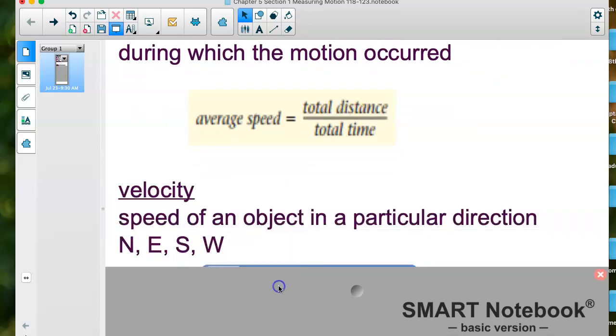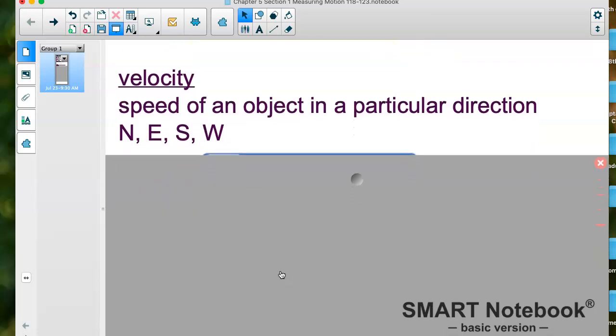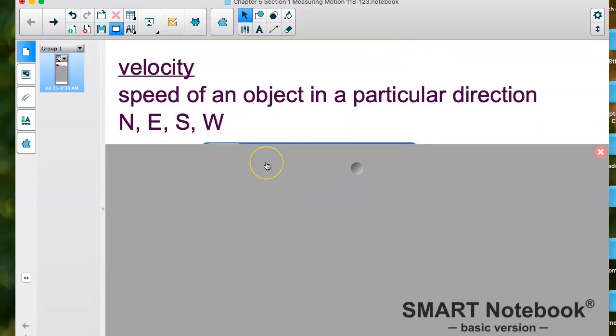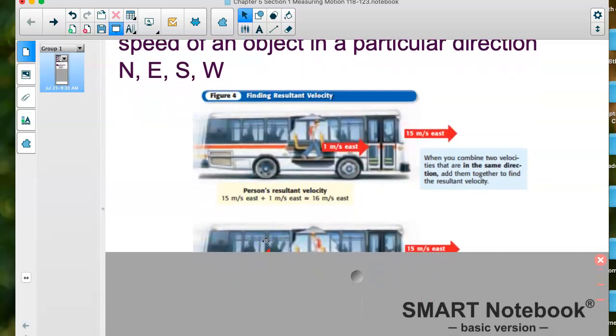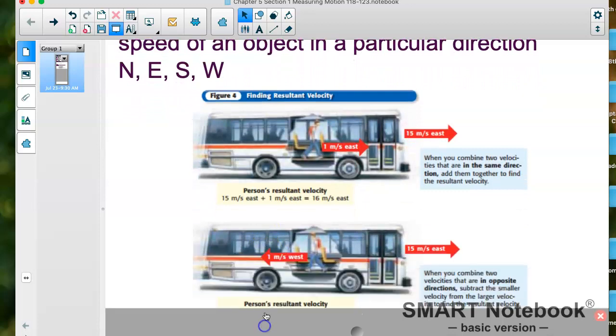So velocity is very similar, but we have to address the direction that the object is moving. So for example, if you're going north, east, south, or west, that's helpful for situations where we aren't sure where the object is coming from and where it's traveling. So velocity is very similar, and often in our everyday lives it's used sort of interchangeably with speed, but you have to be careful.